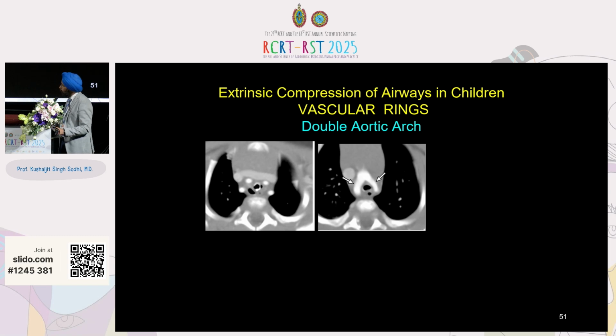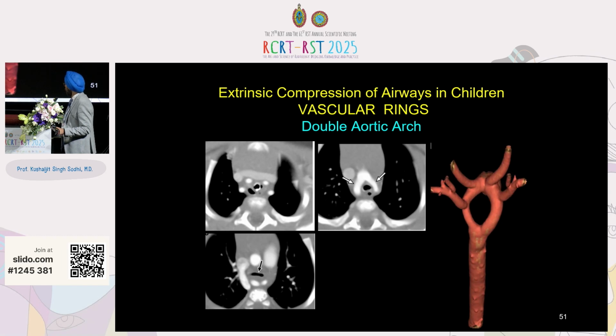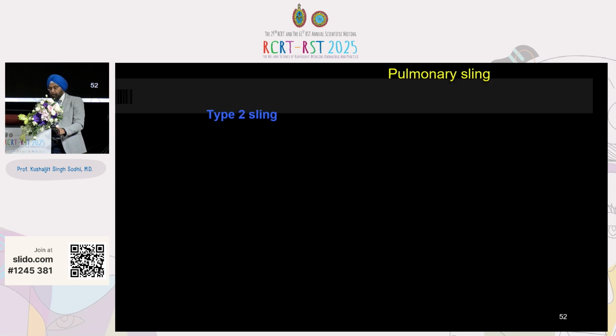So this is how a double aortic arch looks because of the embryological persistence of both sides of the arch. So you have two arches encircling the airways, and if you do volume rendered images, it comes up beautifully like this ring, right? That's why it's called a ring. So this is a double aortic arch in a 2-month-old kid. Okay, what about a sling?